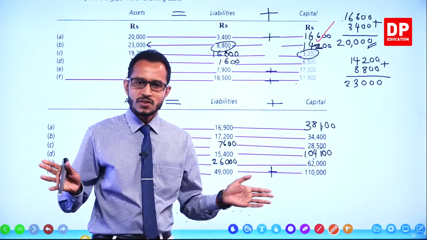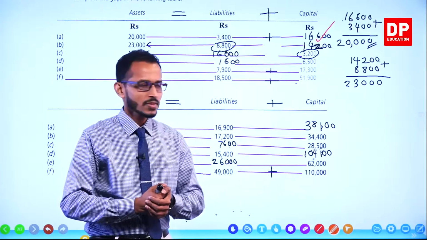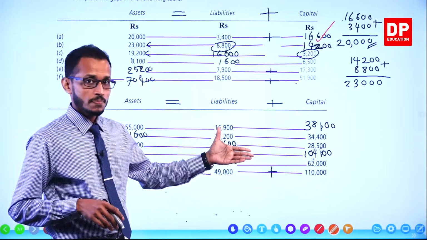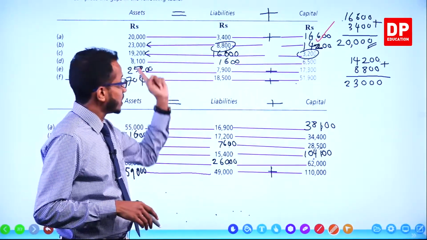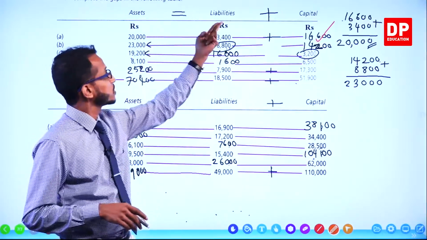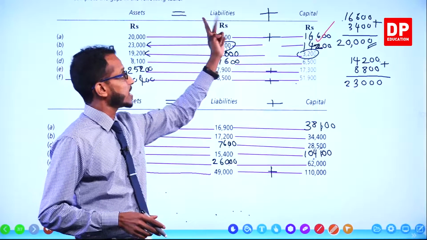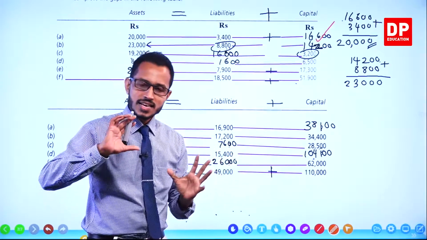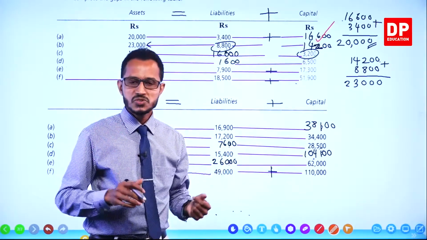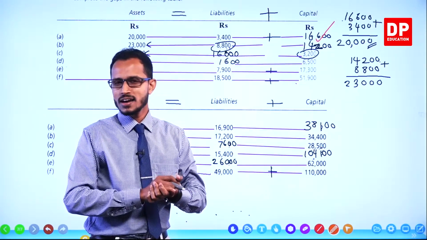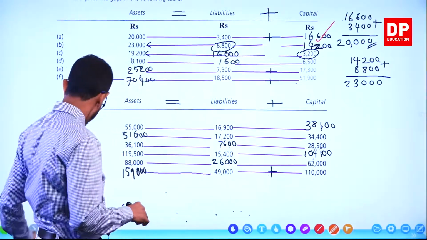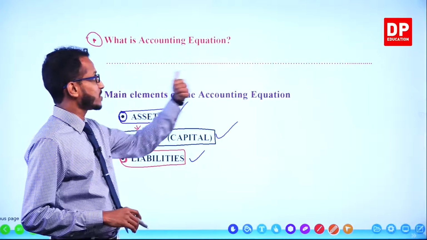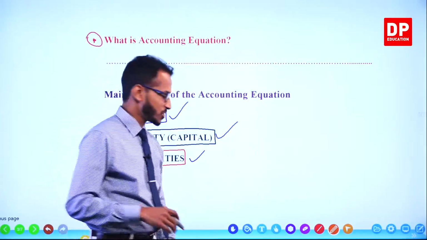That way, children, we end today's session. We learnt about the accounting equation and the relationship between the elements, assets, liabilities and capital. That is what the accounting equation demonstrates. Aren't we forgetting something? Alright, good if you remembered. We didn't write the definition of accounting equation.